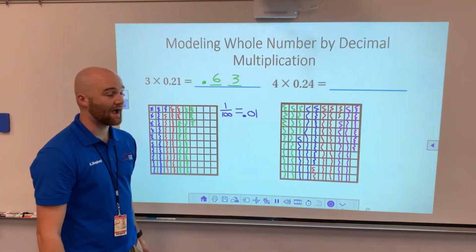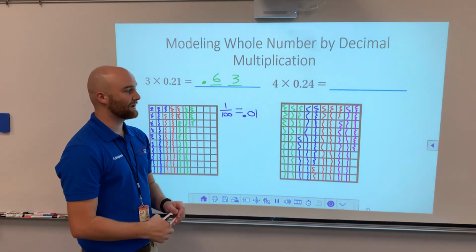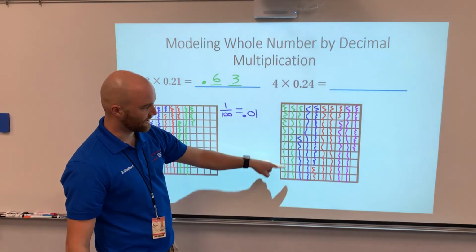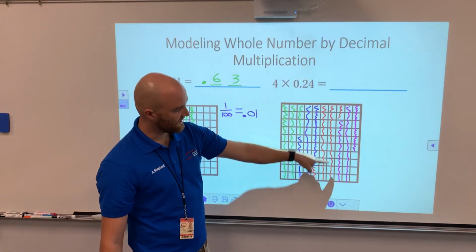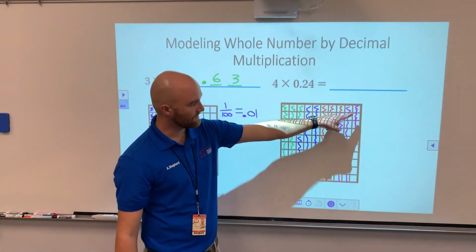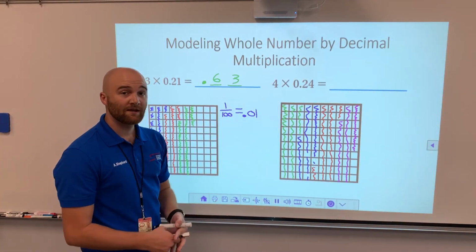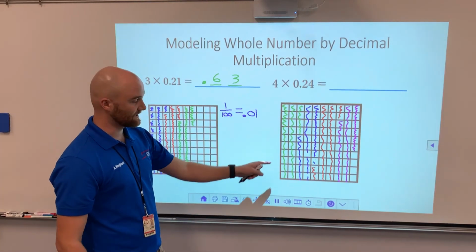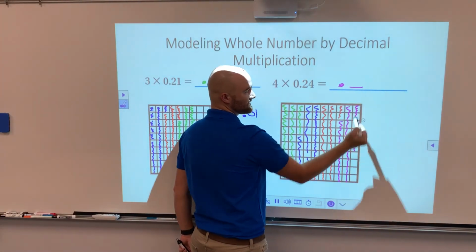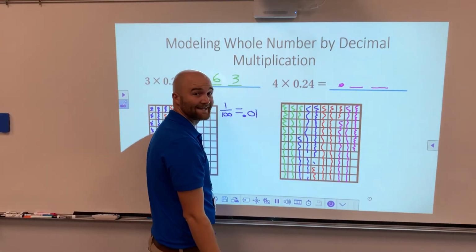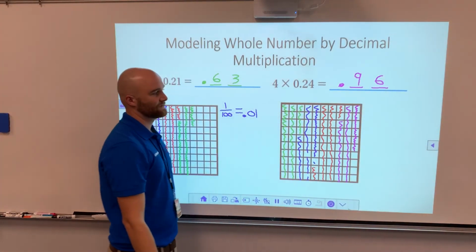If I count up how many I've shaded, I have a total of 96 that are shaded. I can make sure by saying I've got 10, 20, 30, 40, 50, 60, 70, 80, 90, 91, 92, 93, 94, 95, 96. So I'm going to write the number 96 hundredths because each one of these squares is 1/100th. Here's my decimal, here's the tenths, here's the hundredths. So I'm going to write 96 so it ends right here. 96 hundredths.